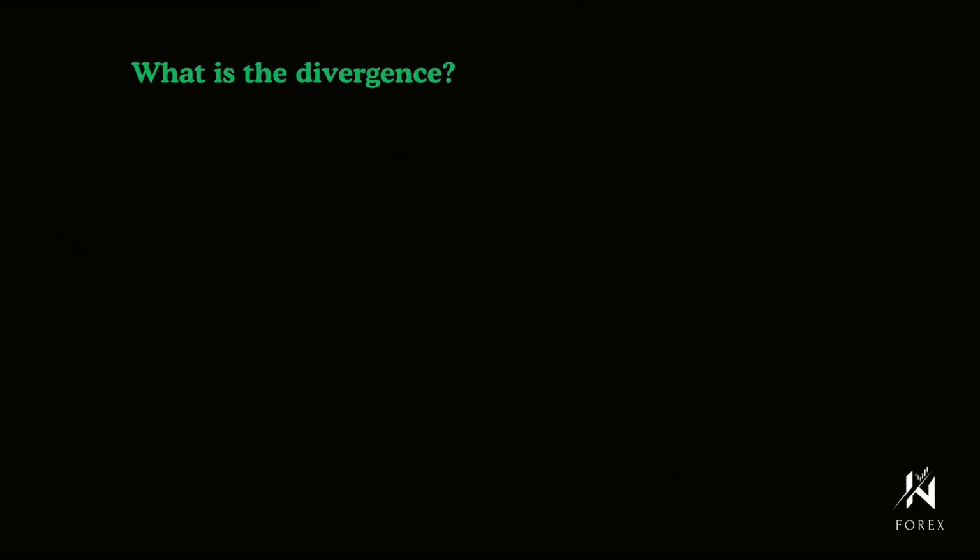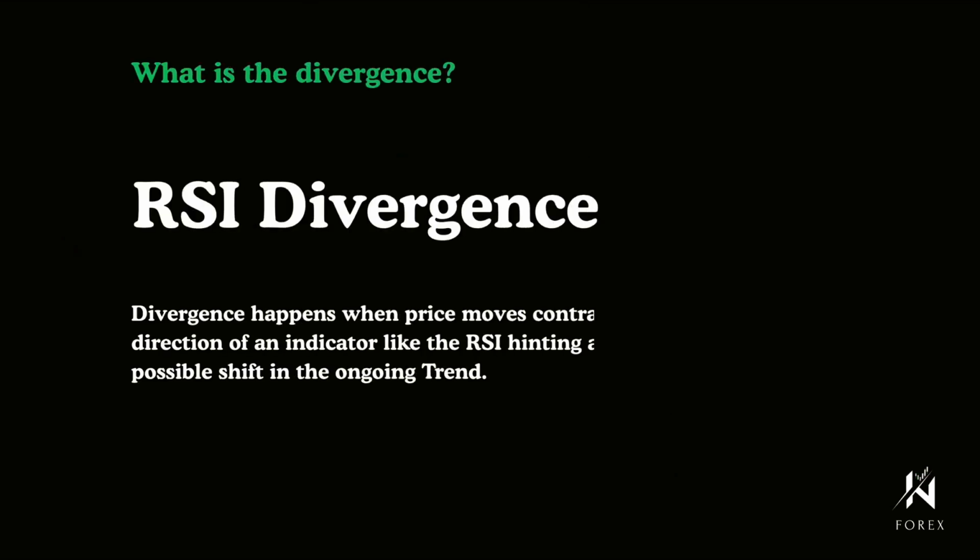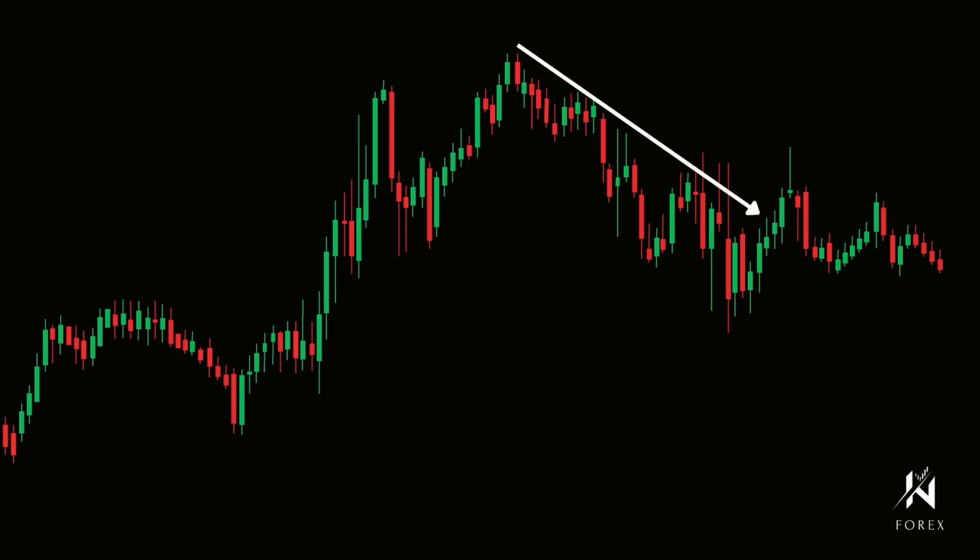So what exactly is divergence? Divergence happens when price moves contrary to the direction of an indicator like the RSI, hinting at a possible shift in the ongoing trend. Here on the chart, the price has pushed above the previous structure, forming a new high, but when we observe the RSI, we'll see that it printed a lower high which formed a divergence, and as shown, this led to a trend shift.